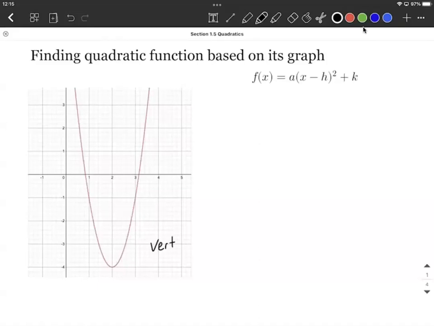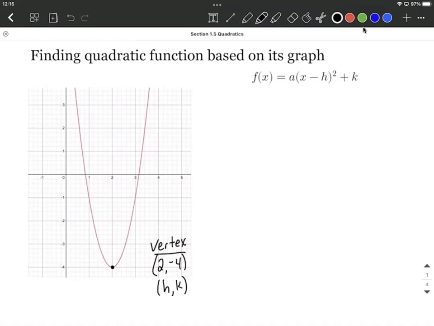The vertex on a parabola, what we call these graphs of quadratic functions, is this lowest point, or it could be a highest point if the graph had been flipped upside down. So it looks to me like that ordered pair is (2, -4). All right, that corresponds with h and k in our formula over on the right-hand side.